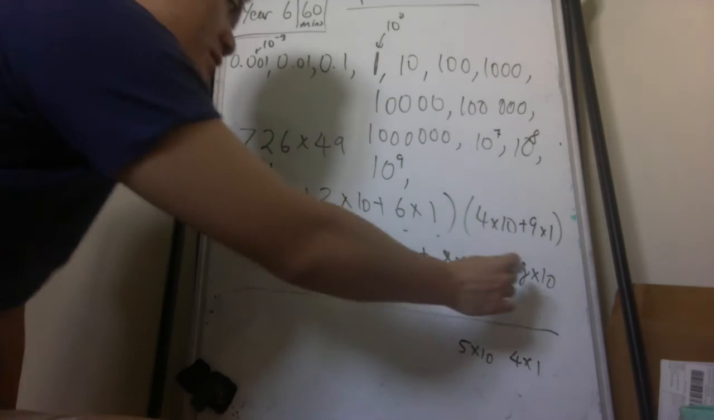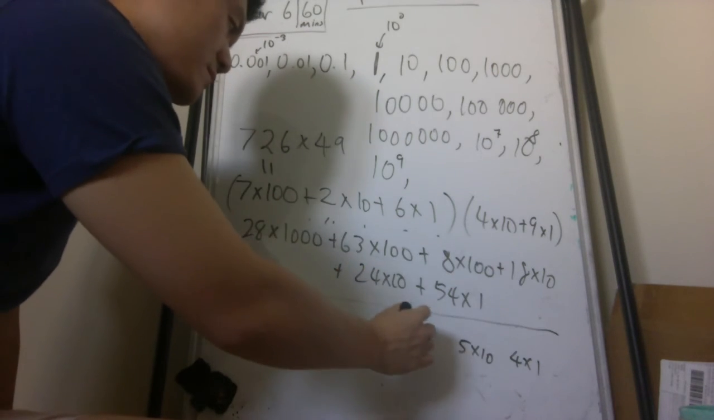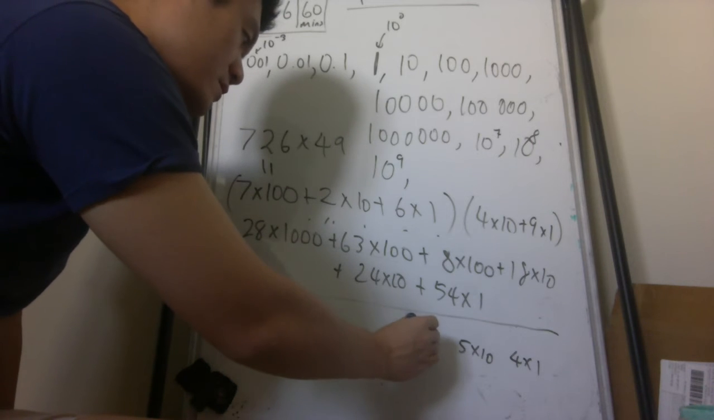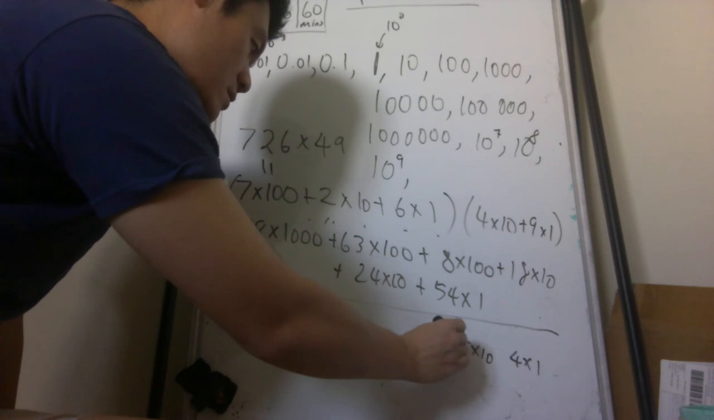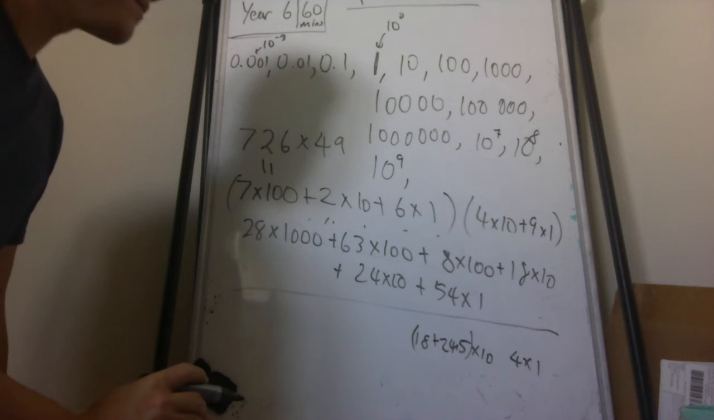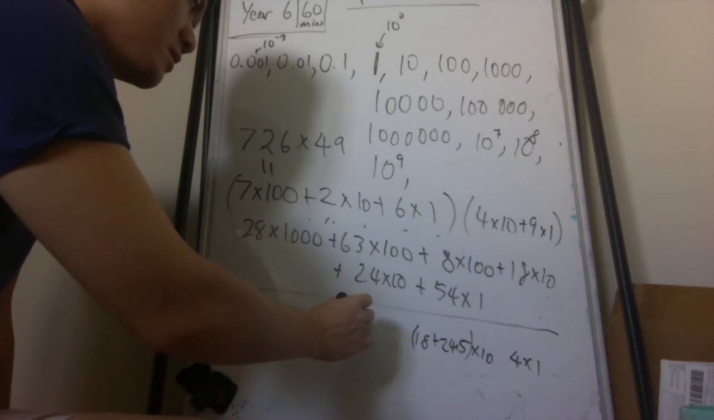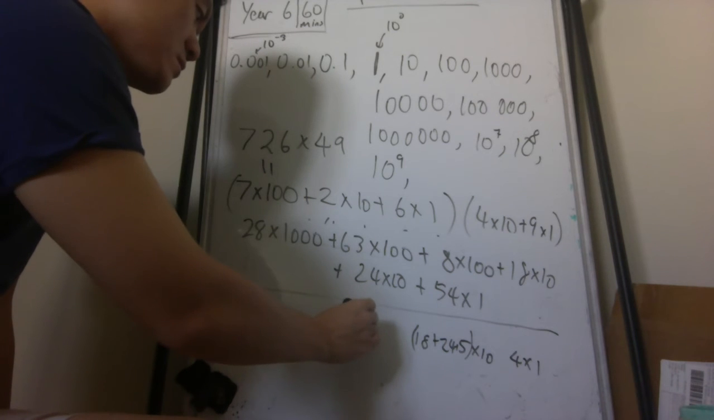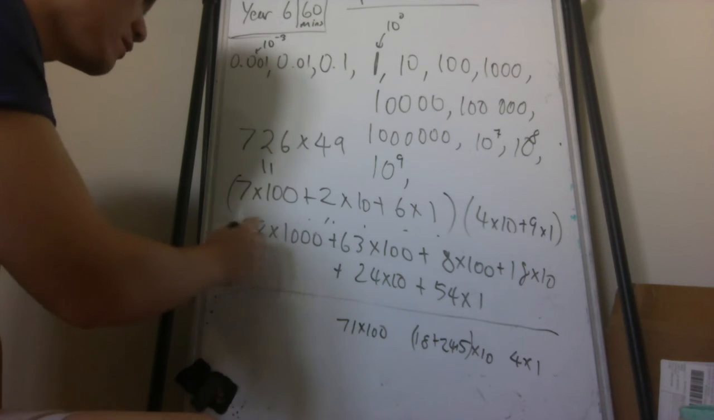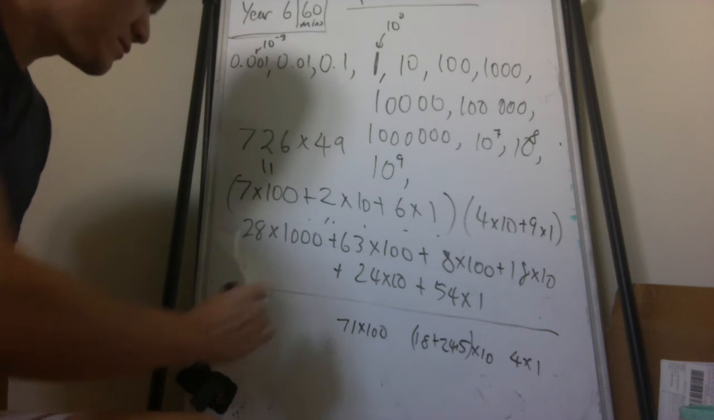And here you have 18 tens and 24 tens. So you can think of this as 18 plus 24 plus 5 tens, right? Okay, and then you have 63 plus 8 hundreds, which is 70 hundreds. And then you have a whole bunch of thousands, okay?